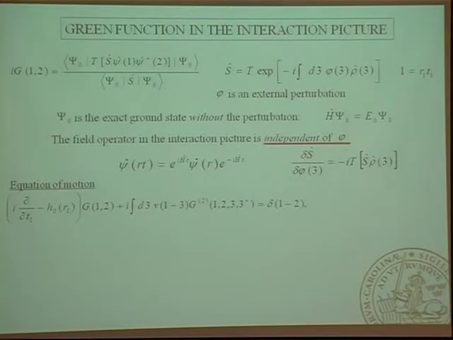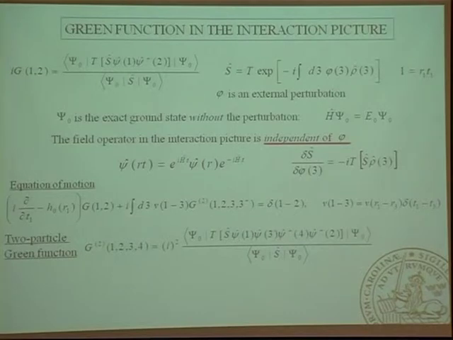So you want to truncate the hierarchy of the equations to get an equation just for the one-particle Green's function. This two-particle Green's function is defined in this way. It consists of four field operators, so one creates or annihilates two particles instead of just one in this case.